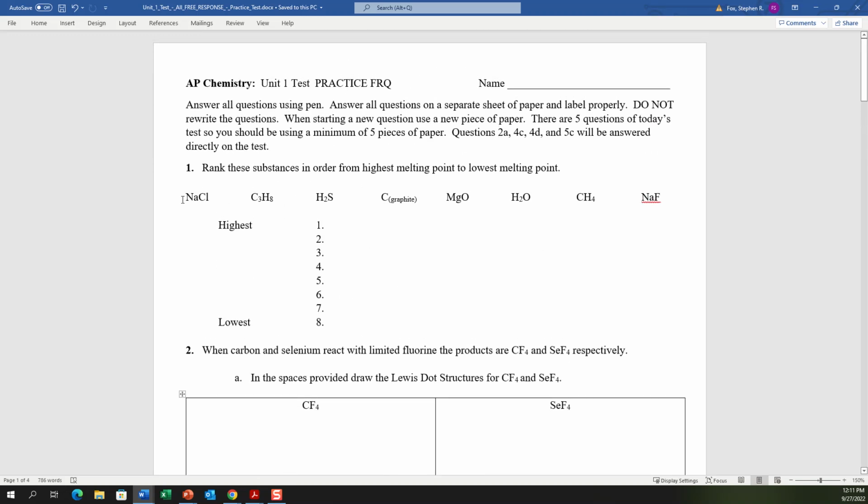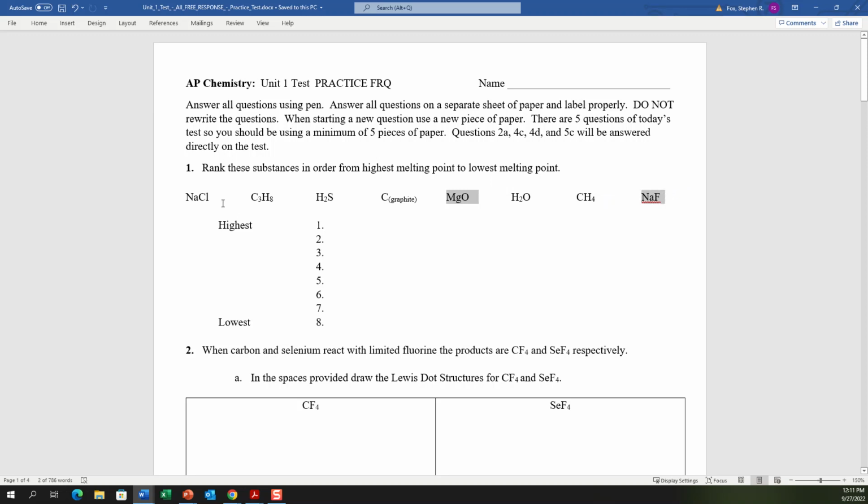We have a list of substances and we need to rank them from highest melting point to lowest melting point, so the highest is on the top and the lowest on the bottom. Remember, we want to separate these in terms of: do we have any network covalent, then ionic, then metallic, then polar covalent, then non-polar covalent. The first thing I would notice is I have a network covalent, carbon, graphite, so that's going to be number 1.